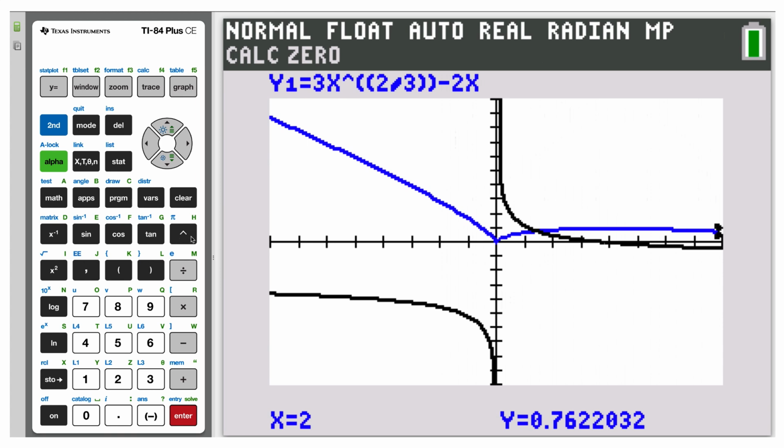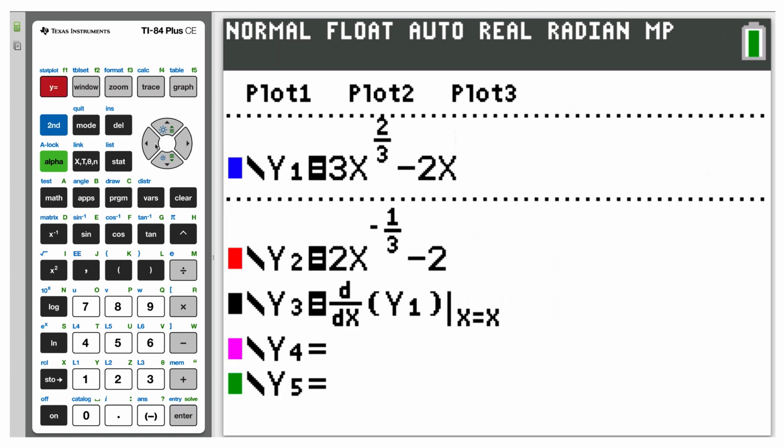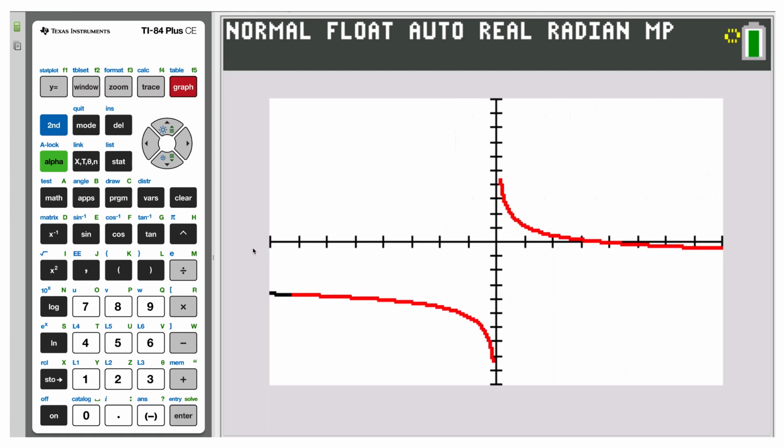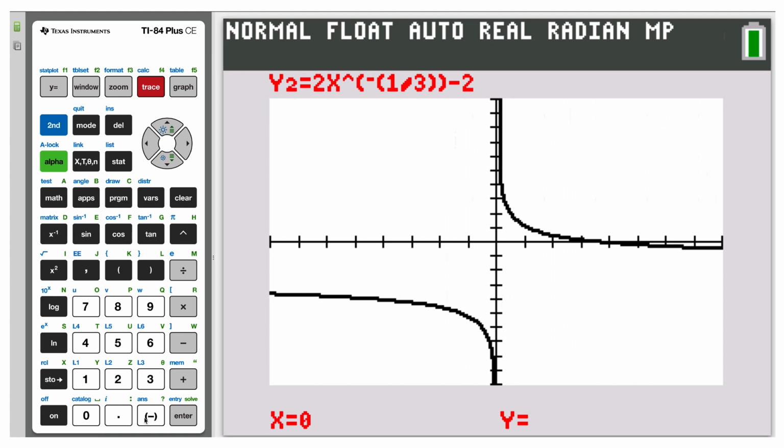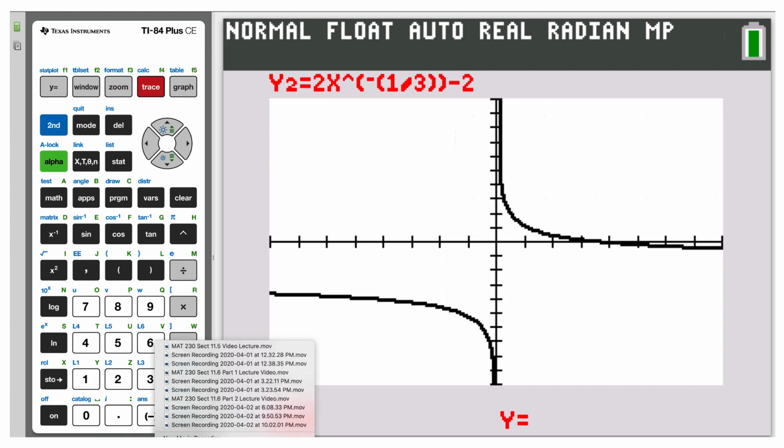Sound good? Now, to turn off the blue graph when you're doing just the derivative, go back to y equals, and put your cursor on the equal sign so it's not highlighted. You graph it, and you see the picture done over again, and now when you hit trace, it starts with y sub 2, the very first equation you plugged in. All right, so now you can do these on your own for all problems to double check.